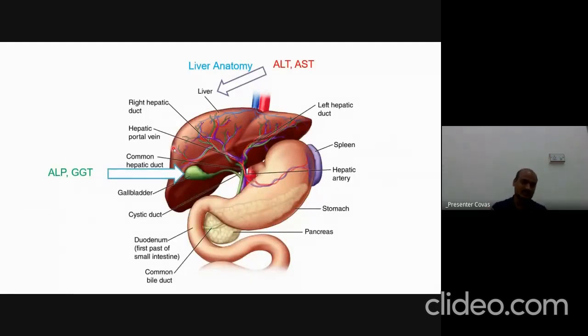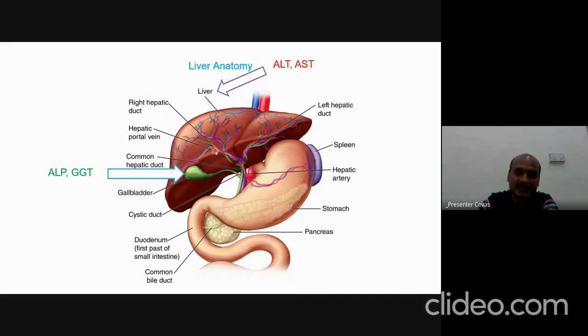So that was just the introduction to our topic. Before going into this topic, we will go one by one. We will start with liver anatomy, just as a refresher. Liver, we can see the liver here. So this one is a liver.